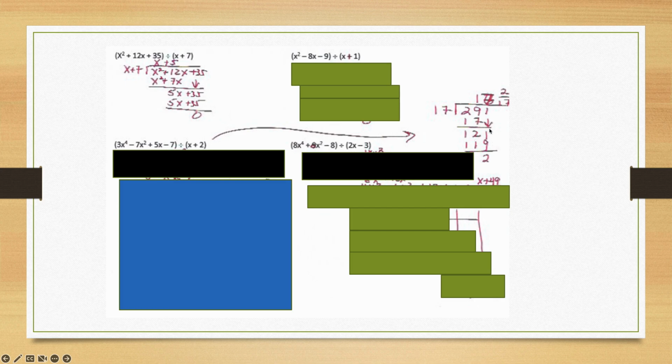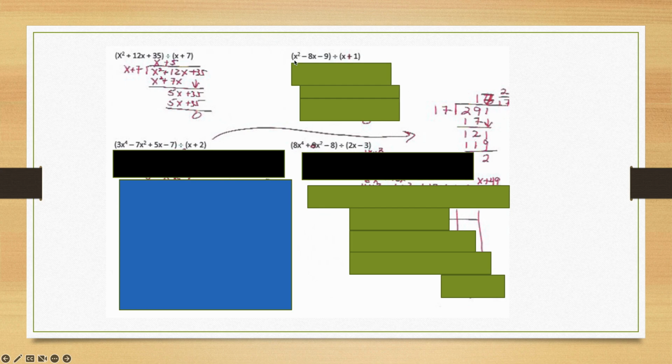Remember, we always bring that down. And then 17 goes into 121 7 times, and that's 119. And there's 2 parts left over. And there's a few ways we can handle this, but one way that we handled it was to just write it as a fraction. So it goes in 17 whole times and 2 parts left over out of 17. So we called it 17 and 2/17.